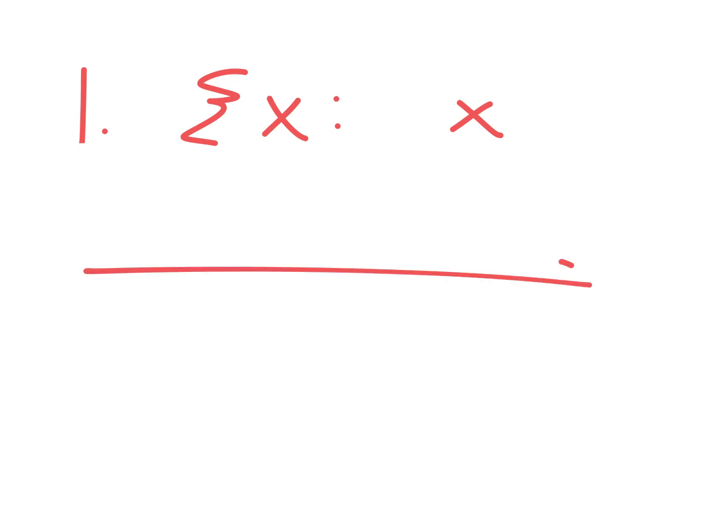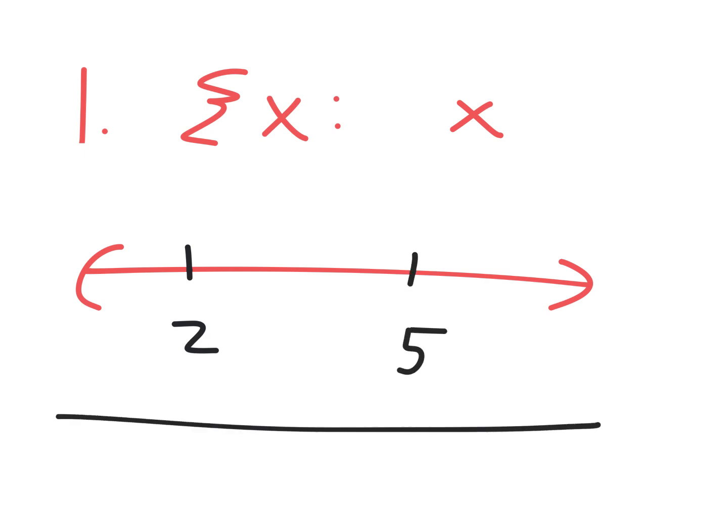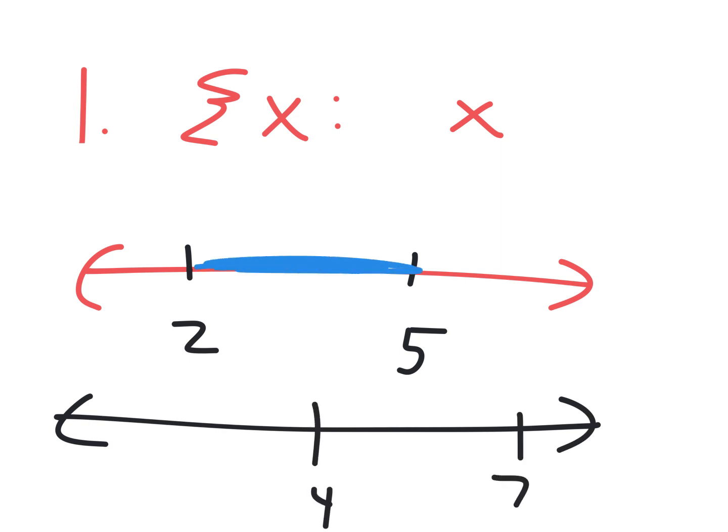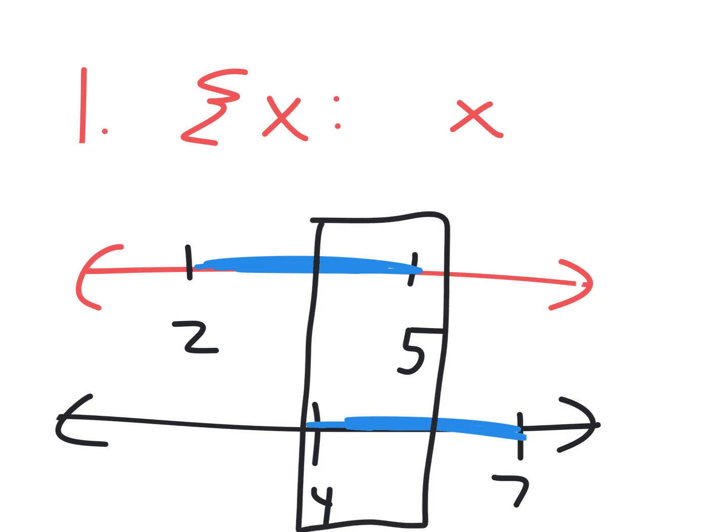You're supposed to figure these out. But if you had graphed it and you thought it was, for instance, between 2 and 5, and then maybe there was another graph down here that was between 4 and 7, something like this. If you were looking for where they intersected, you could say, oh, the answers are between 4 and 5. So how would I say that in set builder?